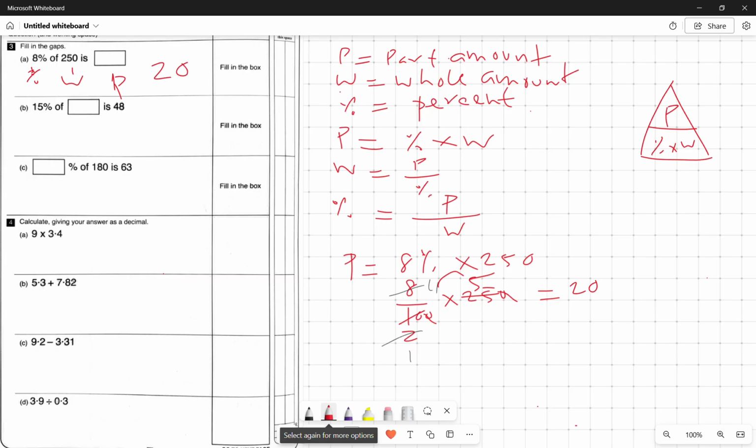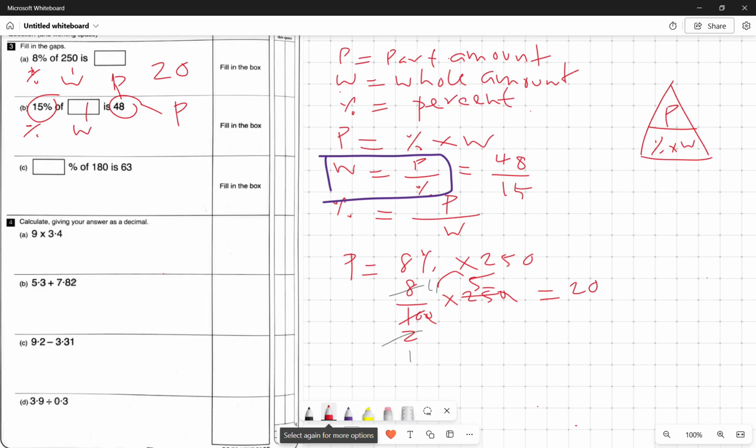Now go for question number 3B. It says 15% of what is 48? Let me check. The part amount is given, and also the percent is given. So the missing one is W. Go back and check, we have a formula here: W equal to P divided by percent. We're going to use the same formula. P is the part amount, so I can write here 48 divided by 15.